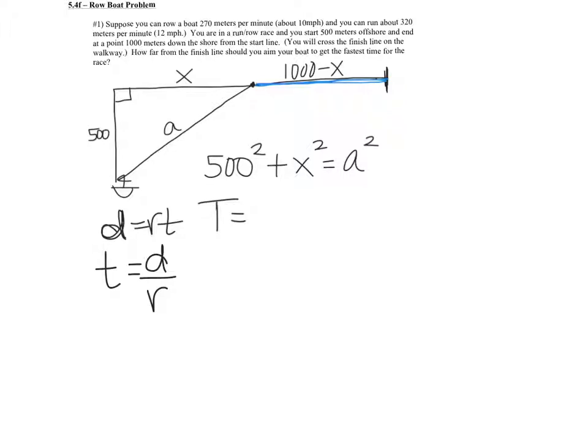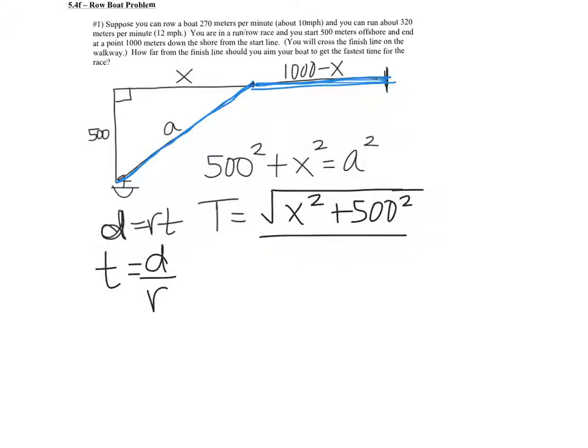So let's do this. Here's your boat. You're going to go this and you're going to go that, right? And that's the distance. You're going to go this distance plus that distance to get there. Well, the distance would be A. So I probably should have taken the square root. So the time that it's going to take is going to be the square root of x squared plus 500 squared divided by the rate. And what was the rate given to us? 270 meters per minute. Plus total time, right? That's just the time it's going to take in your boat. Plus the time on the shore.